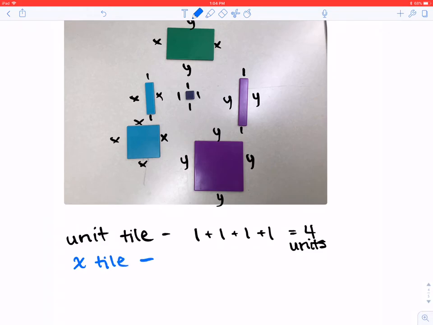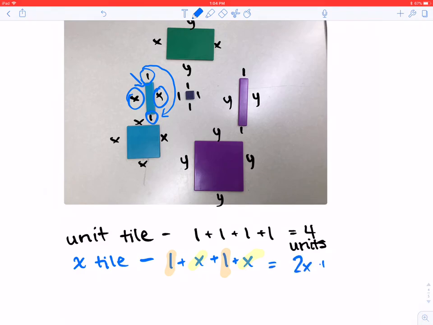Our X tile, and I like to start at the top left corner when I'm doing it, and I like to make my way around to the right so I don't get lost. So I have 1 plus X plus 1 plus X. Well, when I add this together, I can only add the things that are alike. So X and X are like terms, and 1 and 1 are like terms. So my answer winds up being 2x plus 2.